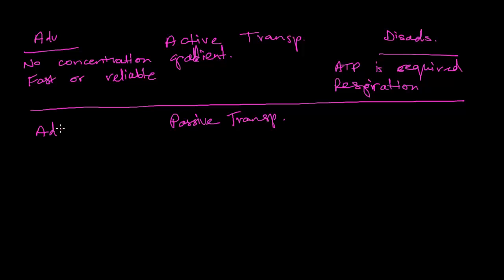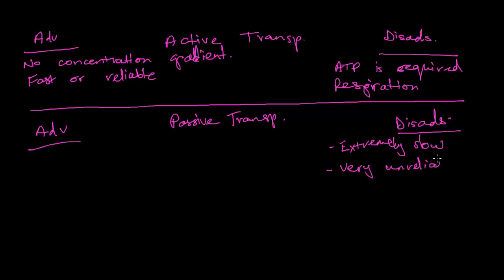So you've got advantages and disadvantages. For this one, what I'd say is that the biggest disadvantage would be that it can be extremely slow. It can also be very unreliable. However, in the advantages, we have no ATP expenditure. We can do it effortlessly anytime there's a concentration gradient.